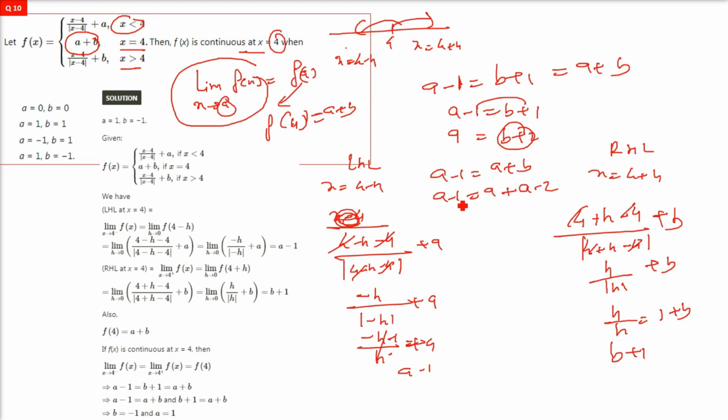You can do it this way also, which I am doing. There are multiple ways. So a is actually 1, and just put it here. When a is 1, put it in b plus 1 equals a minus 1, and you will get b as minus 1. So this is how we get the answer.